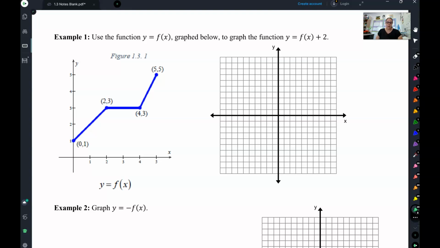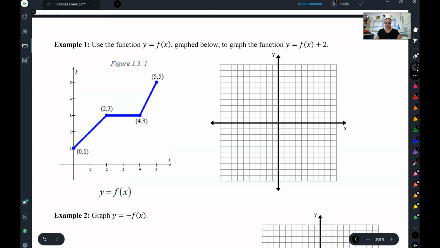Now that we've gone through all the different types of transformations that we can have, we know our outside and inside rules, let's start to apply them. So we're going to start right here. We have this basic function. Now I really like to copy it over here with dashes. That helps me see the transformation a lot better.